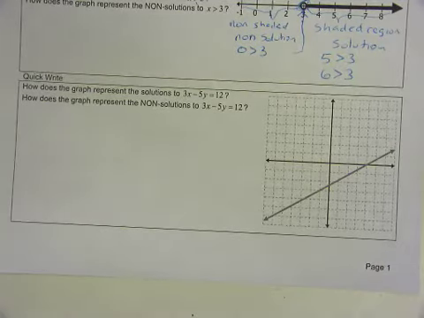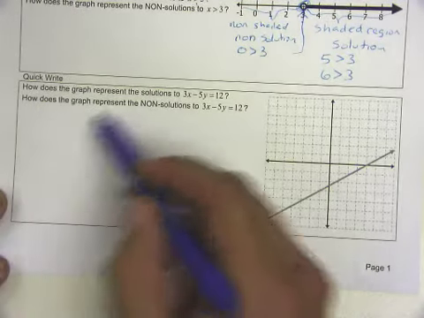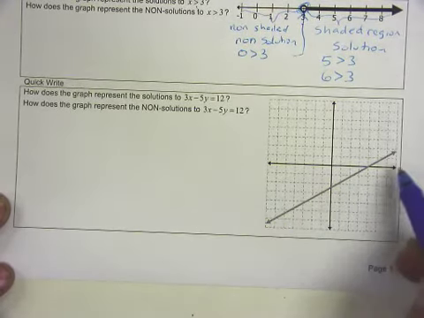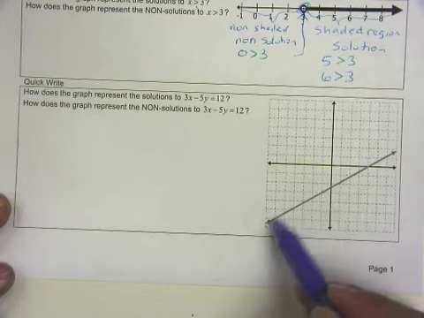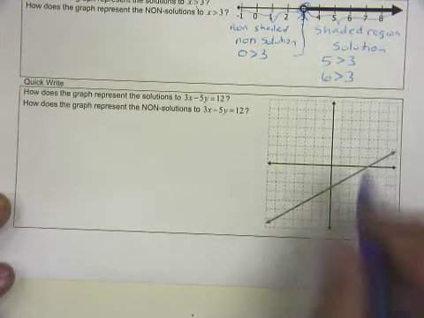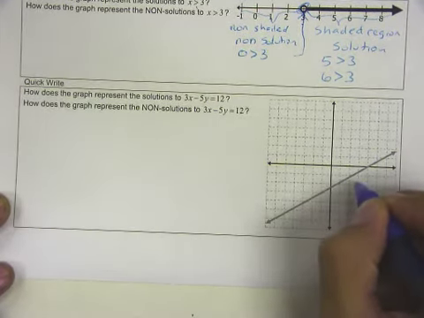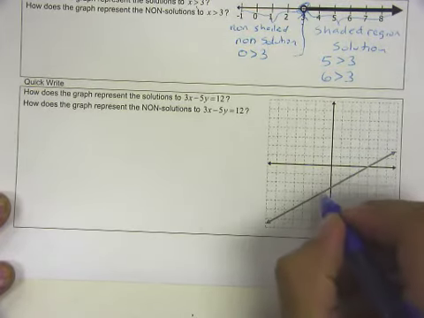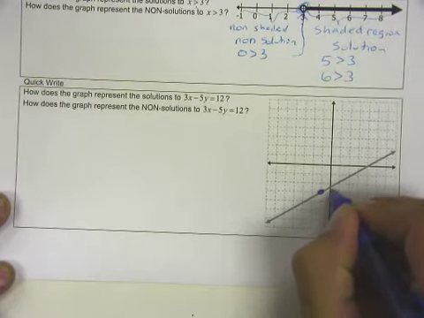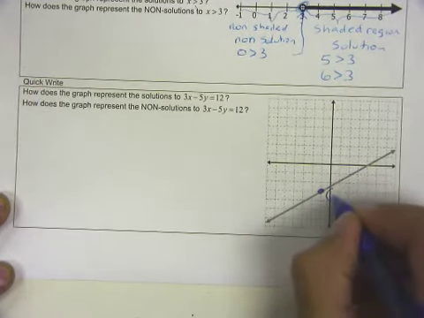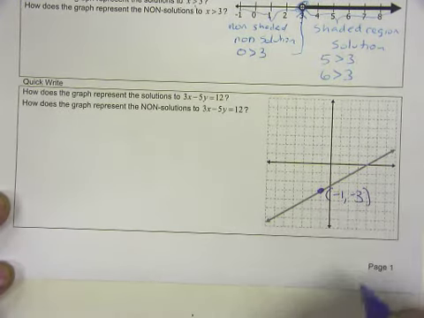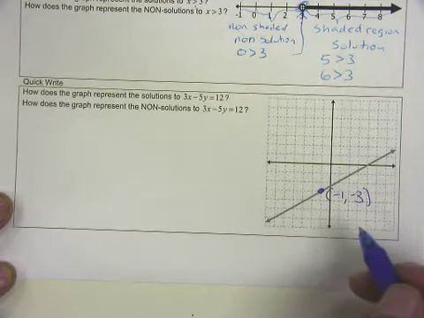All right, welcome back from your pause. At this point, you should have a whole bunch of stuff written in here about how solutions are the values that make the equation true, and the points on this line. Boy, which points are on this line? How about a point like (-1, -3)? Those values that are on the line are solutions.